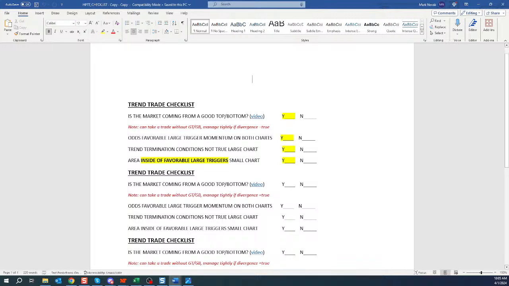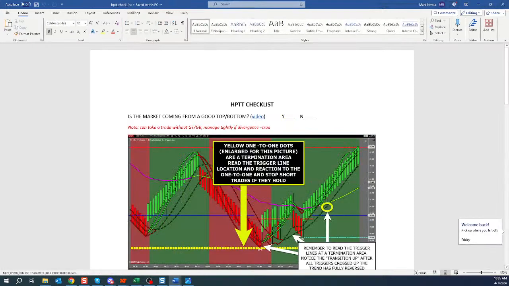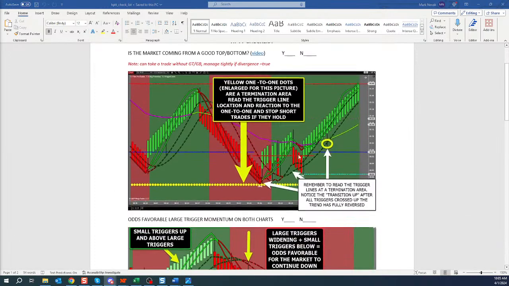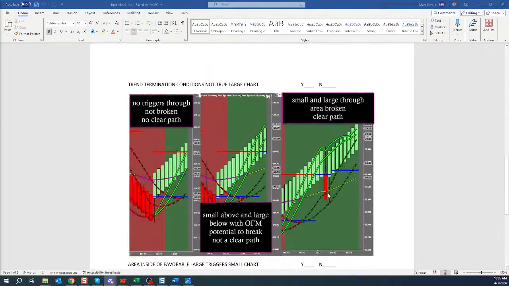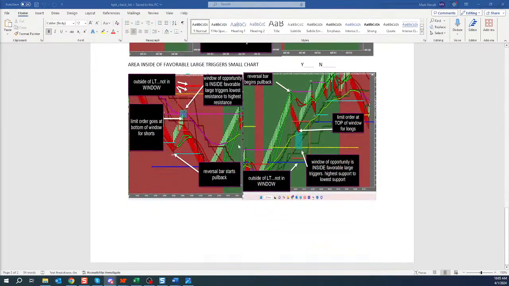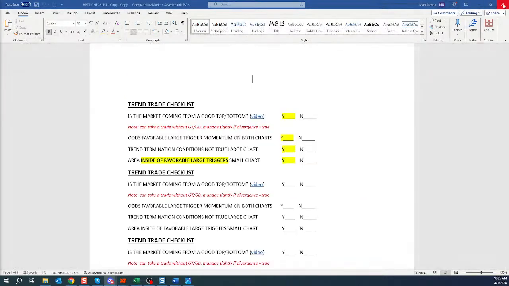So I'm also giving you a high probability trend trade checklist. These are the same rules that I would very much appreciate you writing on your chart. Let me know if it was a rules-based trade. And then I'm also going to give you the exact same checklist with pictures stolen from the resource materials, liberated if you will, about a termination that reverses the market, odds favorable, anything can happen, no clear path, all the clear path, potential for a clear path, and identifying the best of the best entry. Guys, you should study this for a few minutes before you get going in the day.